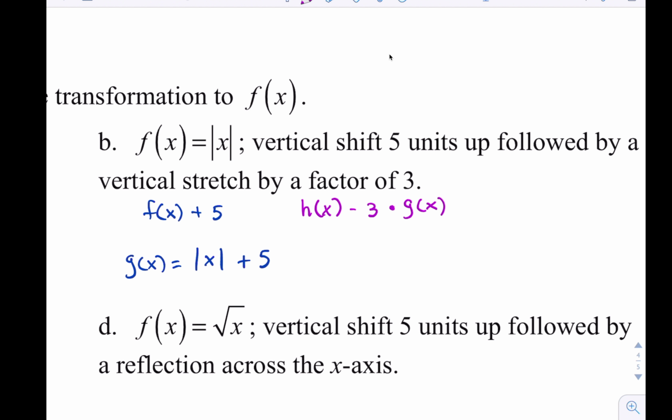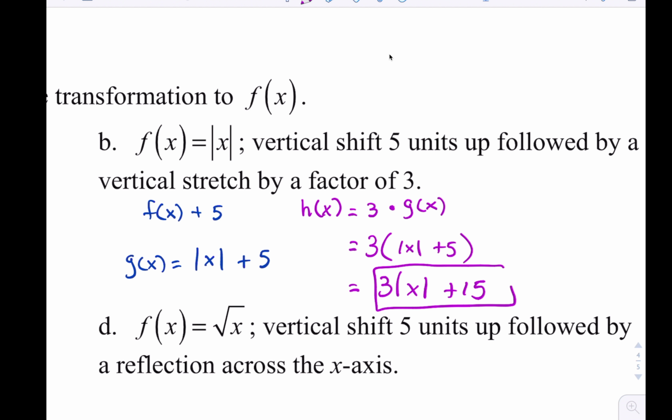Just to give it a different name, we'll call that 3 times g of x, right? So 3 times the absolute value of x plus 5. Okay, so what that ends up being now is 3 absolute value of x plus 15. That vertical stretch made the vertical shift, instead of being up 5, now up 15. So this is your new function based off of the order that you go in.